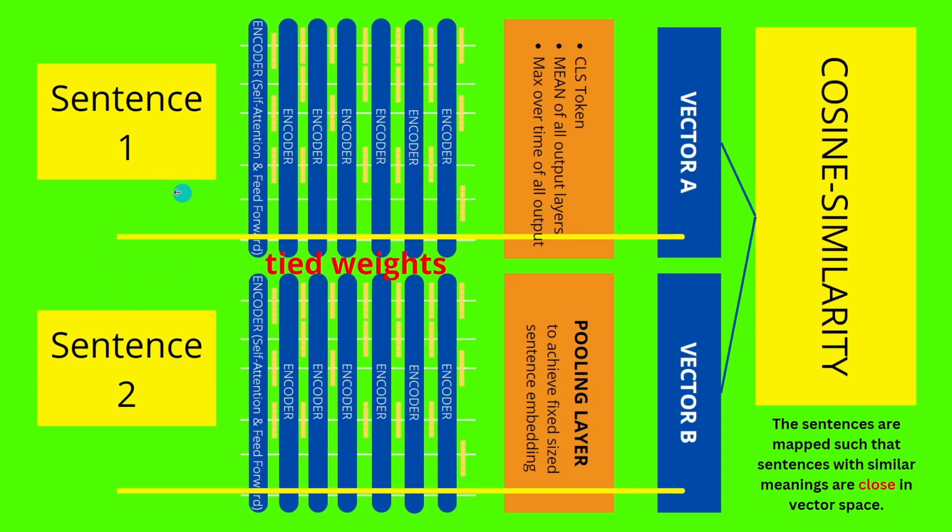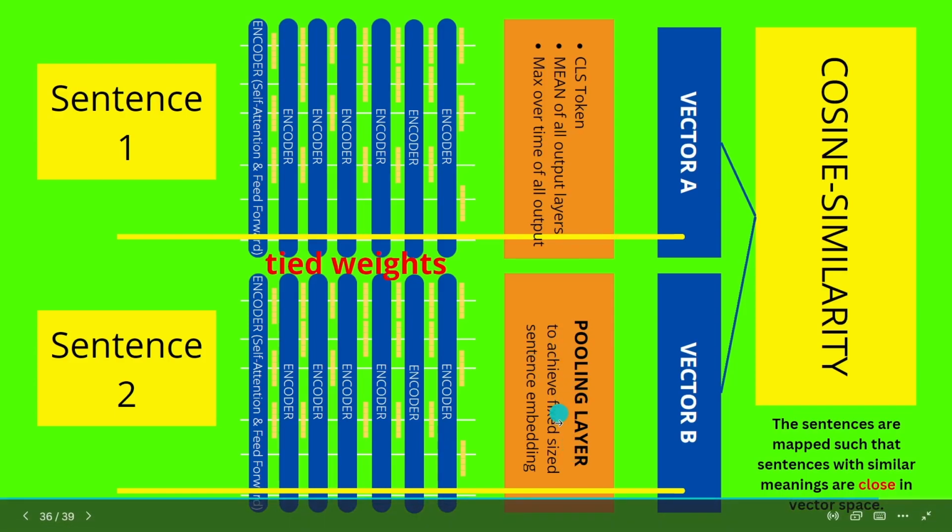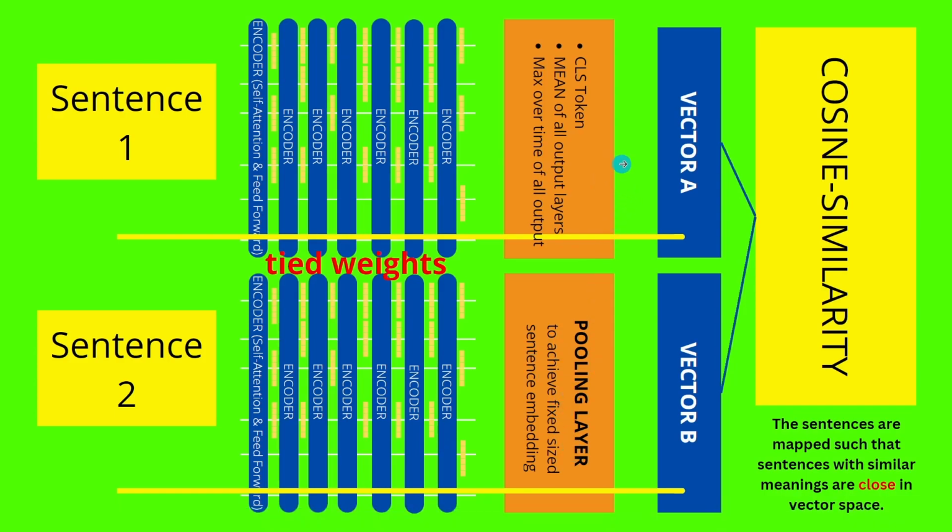The way you do this is with this twin architecture, where you again have those BERT elements, but not just one element. Then you have a specific tokenization going on. You then have to sum up the outputs of all the different layers. There are a lot of possibilities, and you can take the maximum over time of all outputs. You can work with time series, whatever. But the interesting thing is that these pooling layers achieve a fixed-size sentence embedding, a fixed-size vector representation.